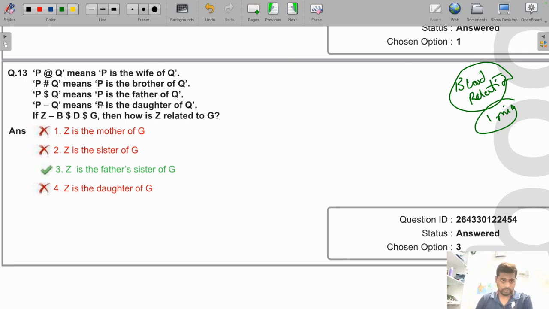For this question the simplest way is, they are asking how Z is related to G. Between Z and G, how many symbols are there? 3 symbols are there. What is dollar? Dollar means father. Again dollar means father's father. Father's father is grandfather. Again minus means daughter. Your grandfather's daughter means your father's sister. So indirectly we got Z is the father's sister of G. The only option left is this one. You can directly see the symbols and answer the question.